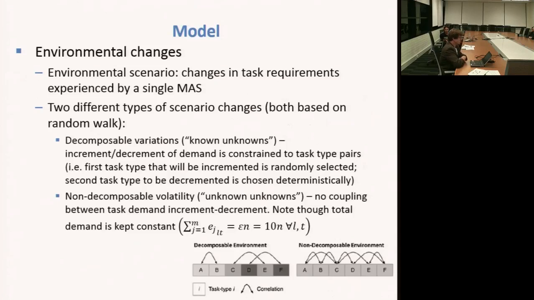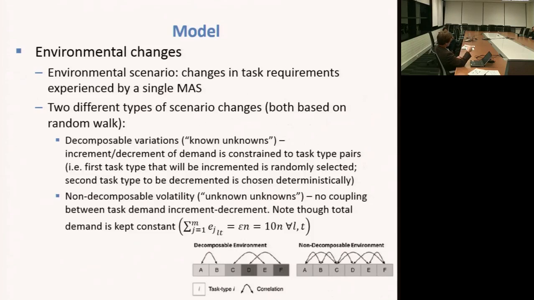The decomposable variations is pretty much we randomly pick a set of demands and order them into demand pairs. We have M task types, so we make M divided by 2 task pairs. When we then change a scenario, we use a random walk to change, so we just increment demand by 1 or decrement by 1.